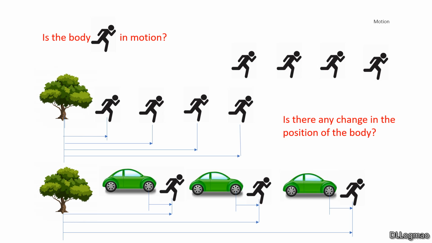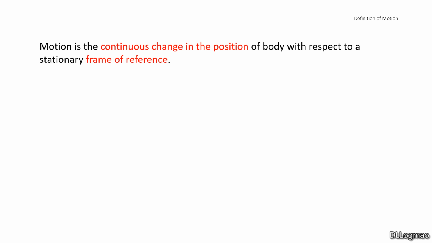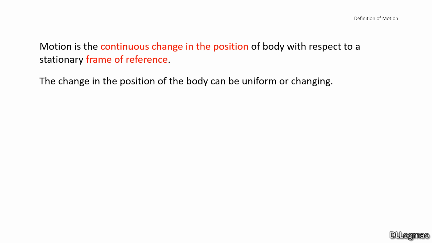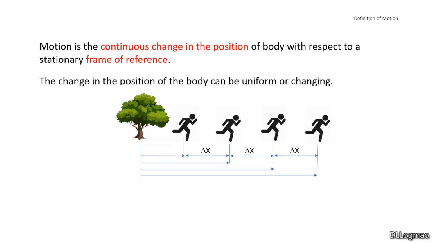How is the motion defined based on these illustrations? Motion is the continuous change in the position of the body with respect to a stationary frame of reference. The change in the position of the body can be uniform or changing. The man in this illustration changes position with respect to the tree, and the changes in the positions are the same. The man has uniform motion.